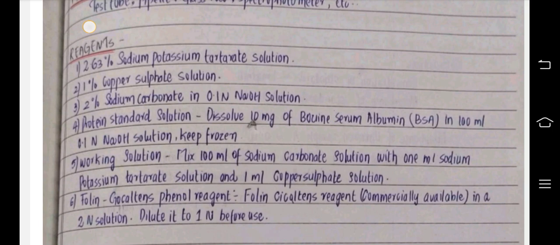So working solution: mix 100 ml of sodium carbonate solution with 1 ml sodium potassium tartrate solution and 1 ml copper sulfate solution. Then fold in Folin-Ciocalteu phenol reagent, which is commercially available in a 2 normal solution. Dilute it to 1 normal before use.